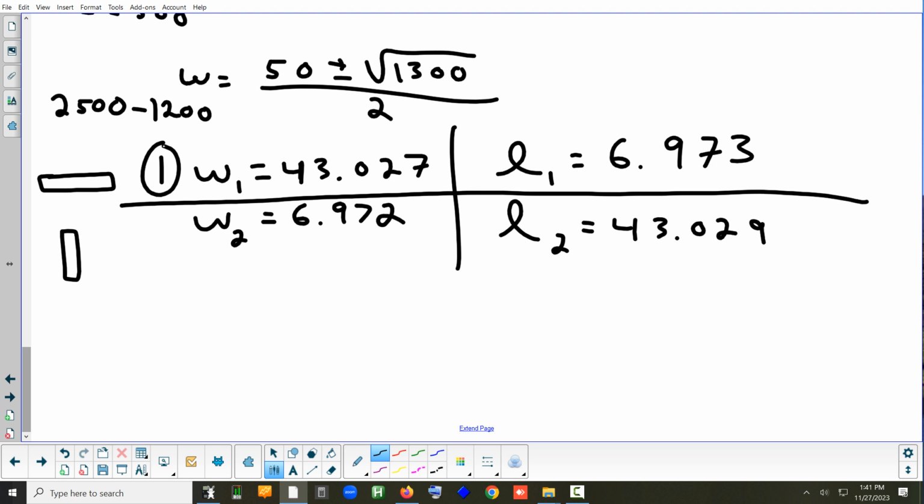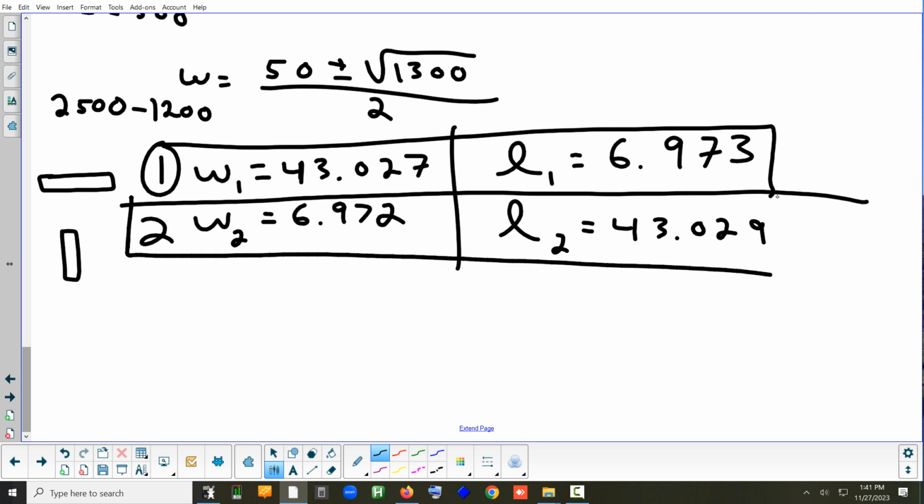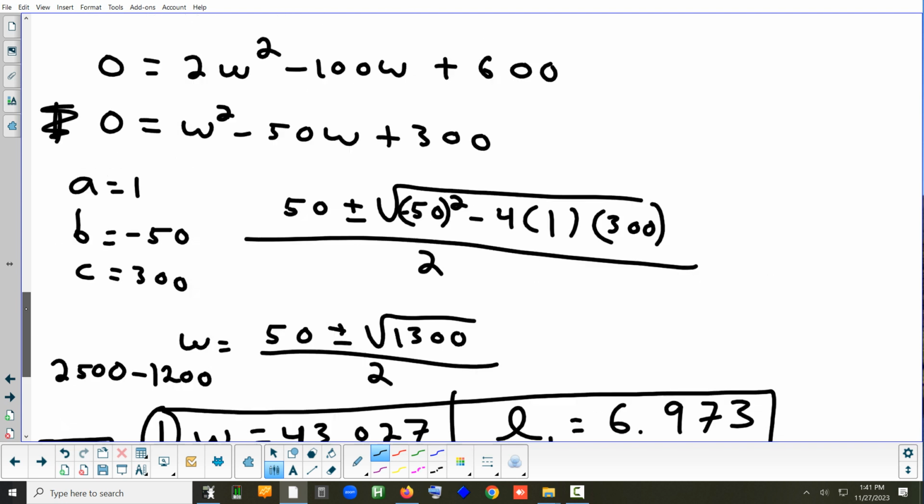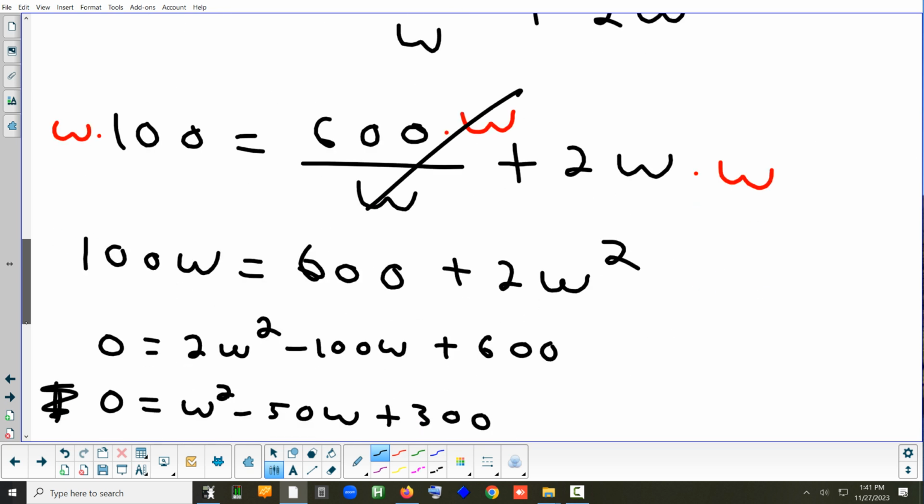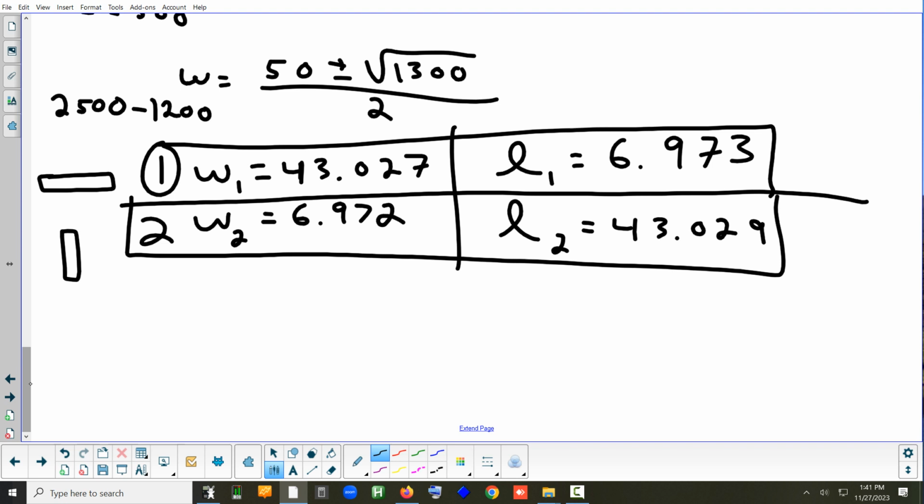So this is your first answer, everything right there, and this is your second answer, right there. Any questions on that? In general, once you find one answer, you automatically know the other answer because it's just the width and the length switched. That's all. So that's how you solve a system that's quadratic with two variables. Sometimes it might be factorable, and you don't have to use the quadratic formula. Any questions on that?